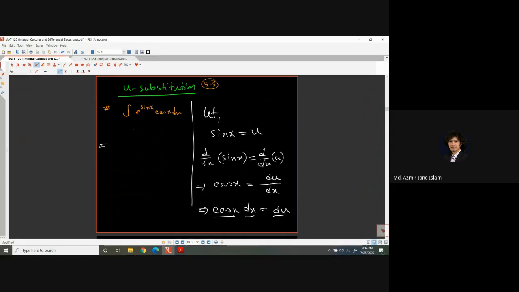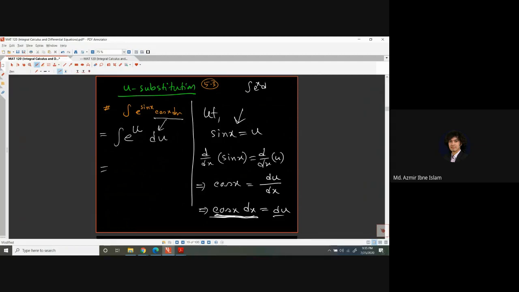Now we can easily see that after considering sine x as u, instead of e to the power sine x, we can write e to the power u, because sine x is u. Now cosine x dx has automatically been found here, so for this we can write du. This is becoming very easy this time. Instead of cosine x dx, we can write du.